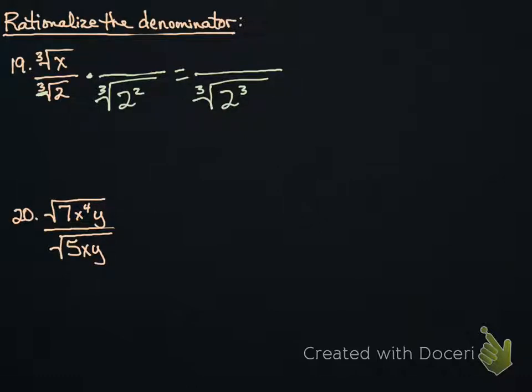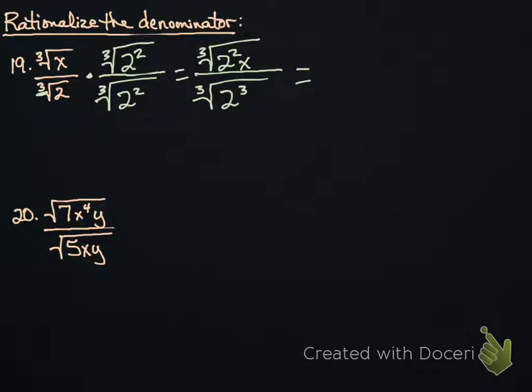Whatever I multiply on bottom, I have to multiply on top. So, again, the cube root of 2 squared. Now I've got my denominator fixed, so let's multiply out my top. I have the cube root of x times the cube root of 2 squared, so that gives me the cube root of 2 squared x.